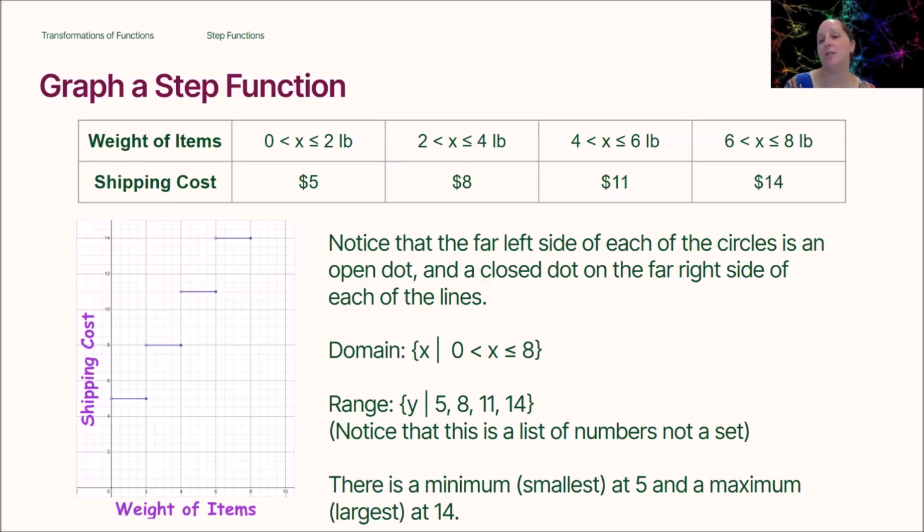I'm not going to have a package that's $5.50 or a package that's $11.25. I'm only going to have packages that are $5, $8, $11, or $14. So there is a minimum, my smallest value at 5, and there is a maximum at 14.